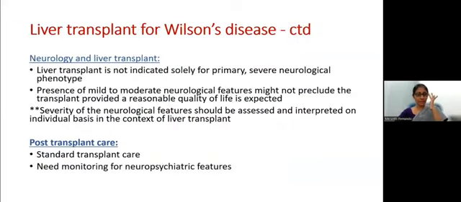So this is the same thing I mentioned, the neurology and liver transplant. In addition to what I mentioned, only for Neuro-Wilson's, the place of liver transplantation is doubtful with the evidence we have at present. Various evidences are coming from across the world about Neuro-Wilson's and liver transplantation. However, at present, for overt neurological disease alone, without much significant cirrhosis, we would not really recommend liver transplant.